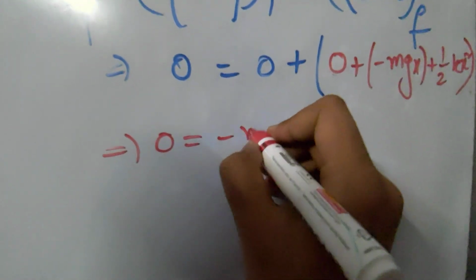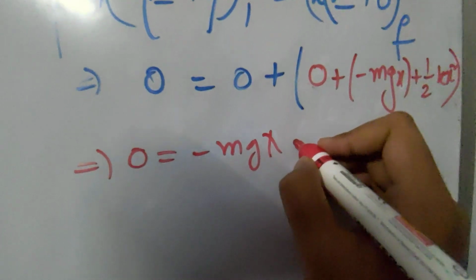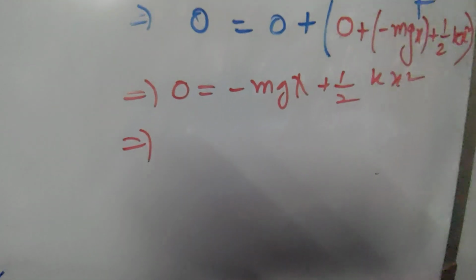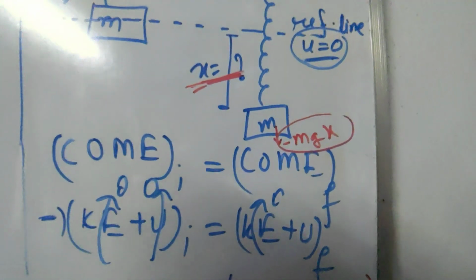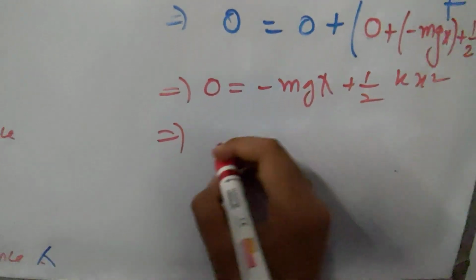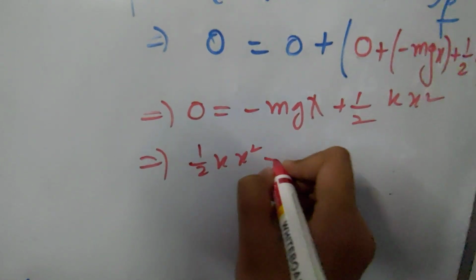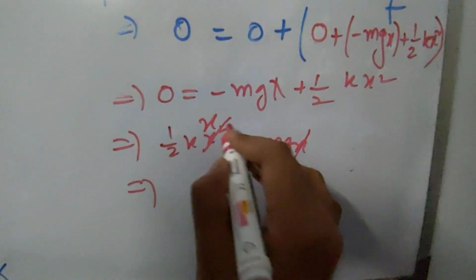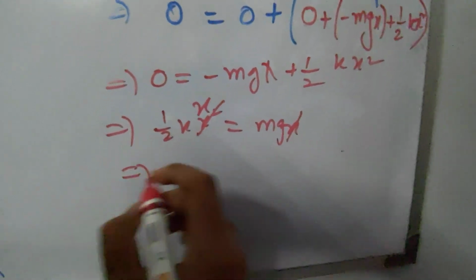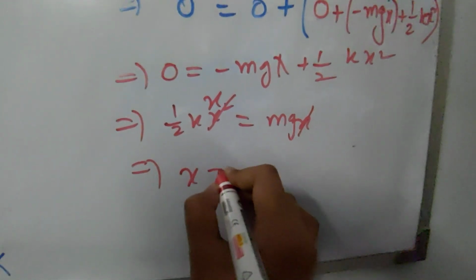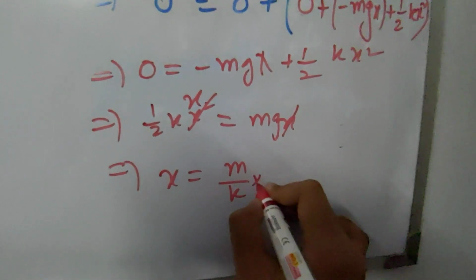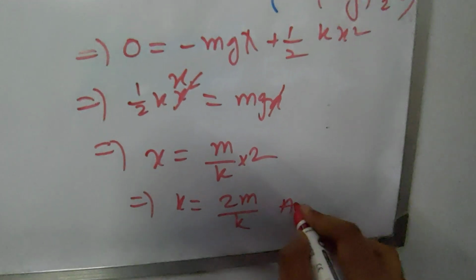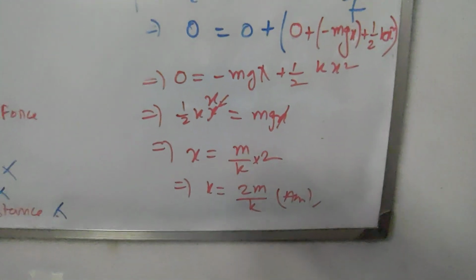So if we solve this, 0 equals minus mgx plus half kx square. What we need now is the value of x. So half kx square equals mgx. We can divide it, and the value of x will be m by k into 2, so x equals 2mg by k. This will be the elongation point.